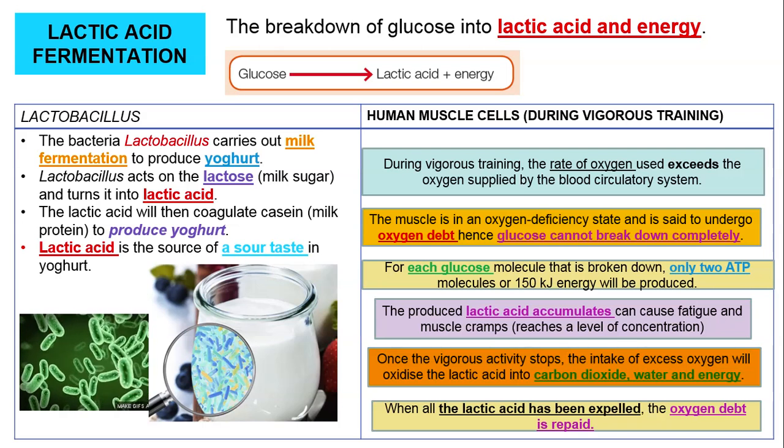Then the lactic acid produced also accumulates in the muscles, which can cause fatigue and muscle cramp. This will occur when the lactic acid accumulation reaches a certain level of concentration. But when the vigorous activity stops, the intake of excess oxygen will oxidize the lactic acid back into carbon dioxide, water and energy. So when the lactic acid has been expelled, the oxygen debt is repaid.